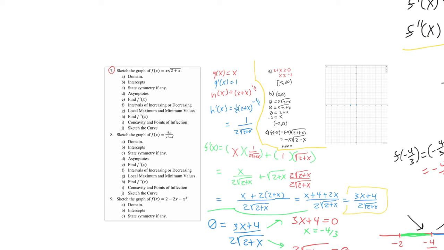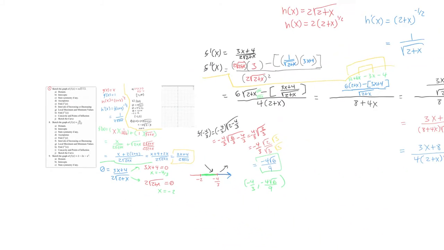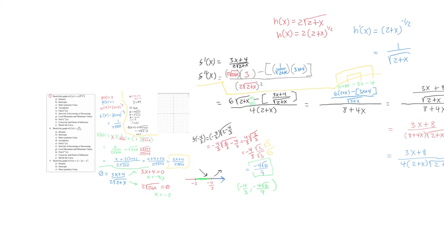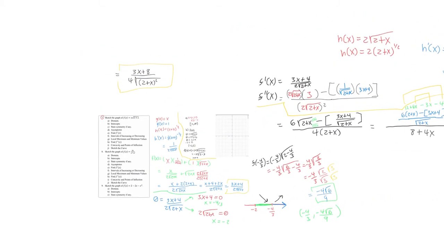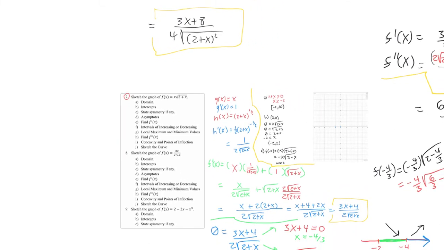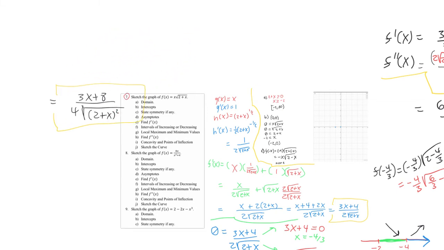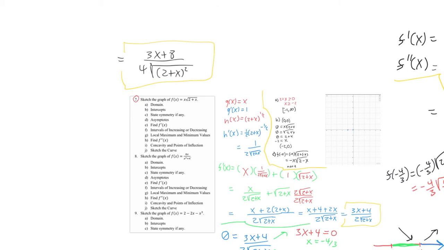Okay, concavity and points of inflection. Well, our second derivative is all the way over here, so I'm going to bring it over. Thank God for that feature. So that's the second derivative right there. And let's find concavity and points of inflection by finding the critical values associated with the second derivative and then setting up another sign chart.